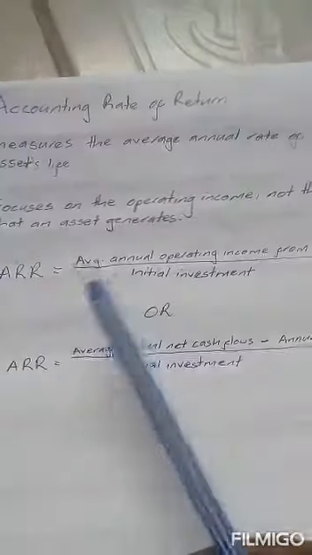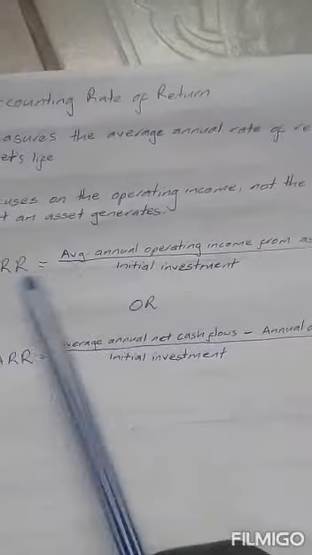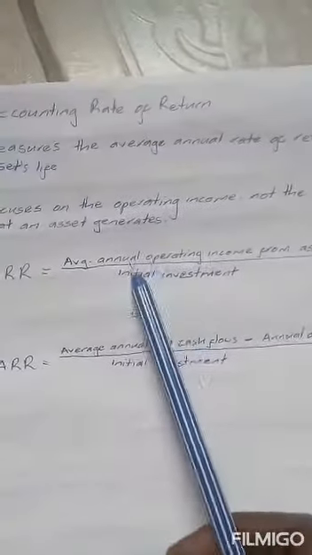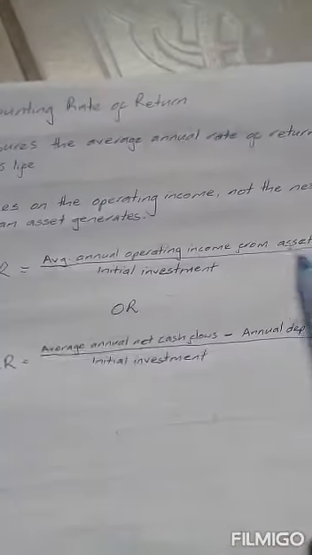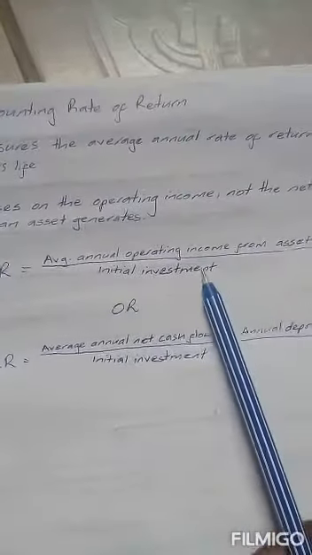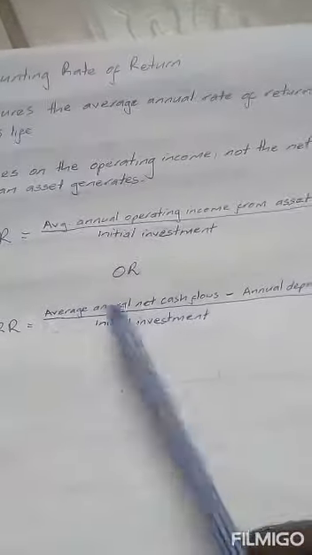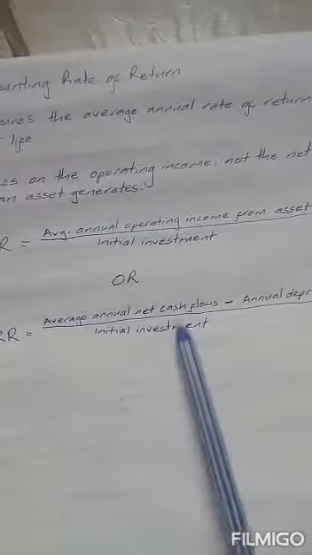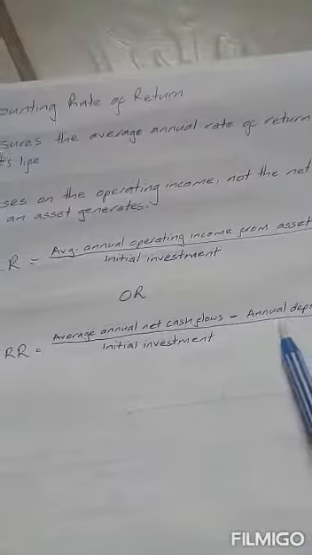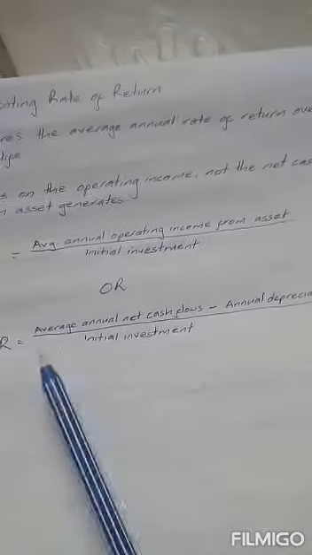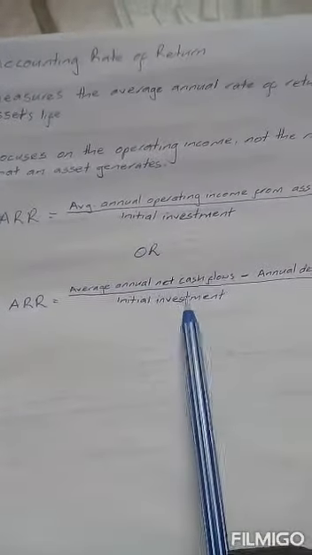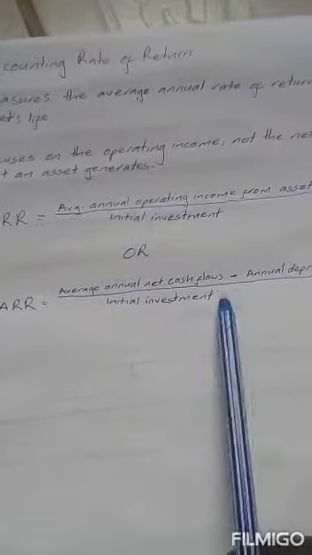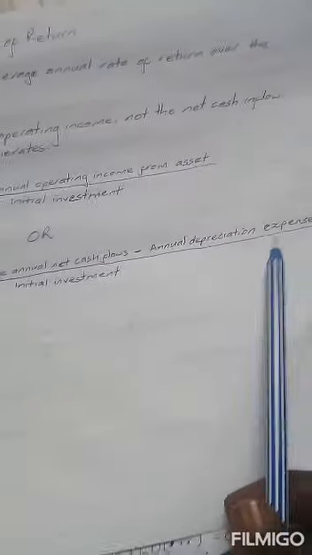Okay, we've got two formulas. First, it says the average annual operating income over initial investment, or the second one, which says average annual net cash flows minus annual depreciation expense over initial investment. Now we need to focus on this one, which says the average annual net cash flows minus annual depreciation expense over initial investment.